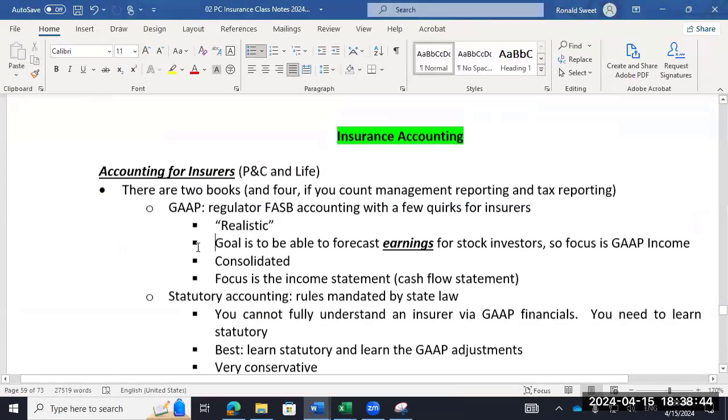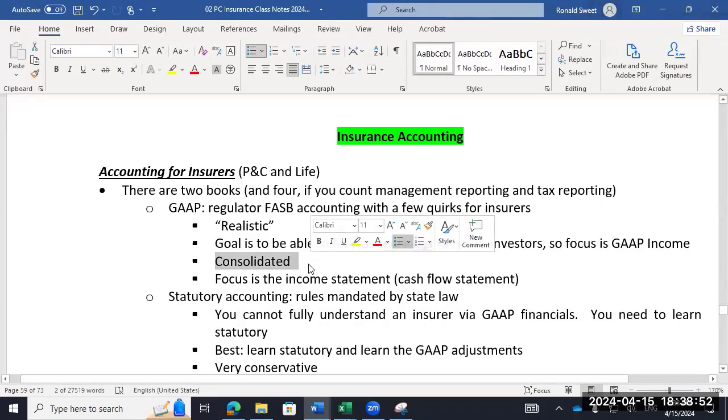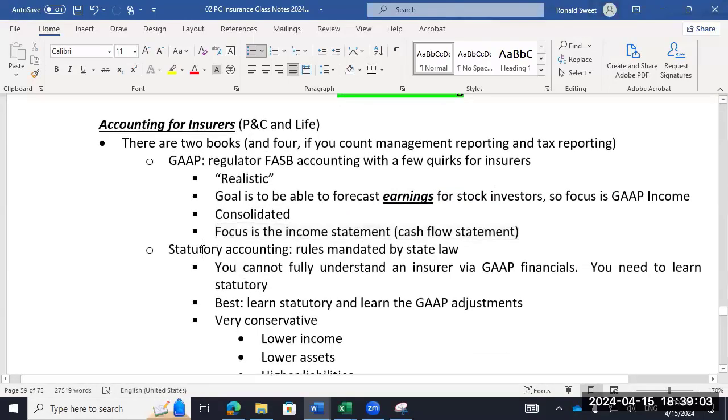So the goal of GAAP is to help you forecast earnings, but they don't make those adjustments. You almost think they would go back and make those adjustments. It is consolidated. Statutory can be consolidated on the P&C side, but hasn't been on the life insurance side. But here the focus is on the income statement. Statutory, the focus is on the balance sheet.